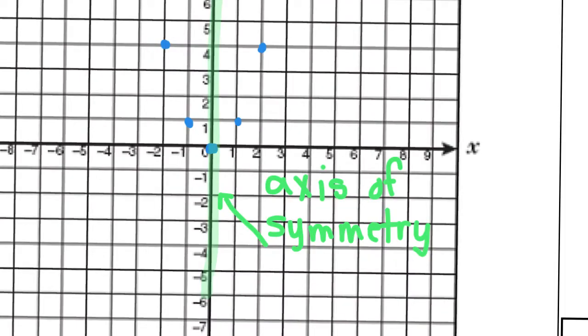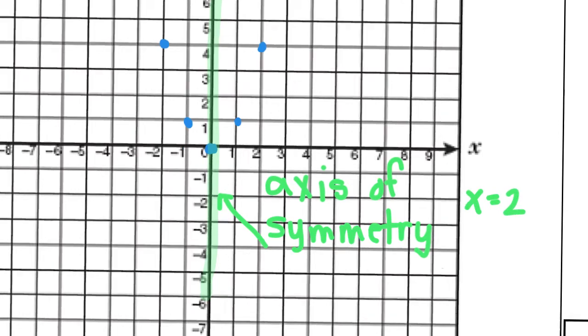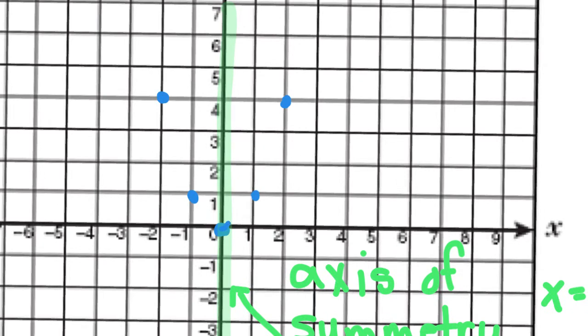The axis of symmetry is the line that goes through the vertex. So the axis of symmetry is the vertical line going through the vertex. Each side of the parabola is reflected over the axis of symmetry.